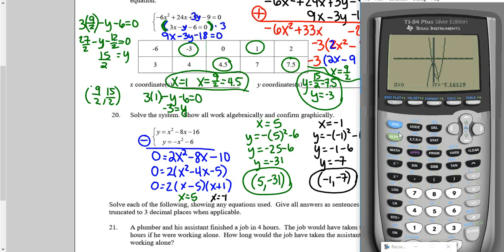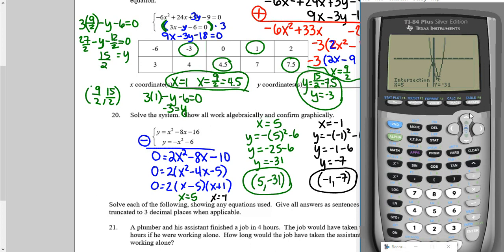So I go to second, calc, intersect, and move close to where they cross. Hit enter, enter, enter. And there's my first intersection: negative 1, negative 7. Then I repeat the process. I move over close to where they cross, hit enter, enter, enter. And my second intersection is 5, negative 31.